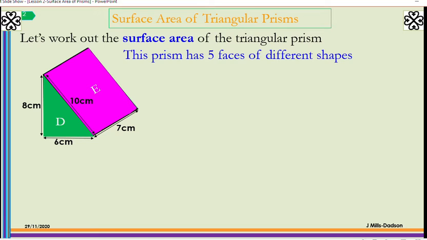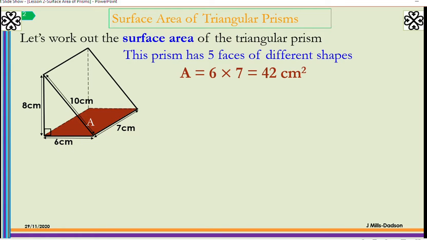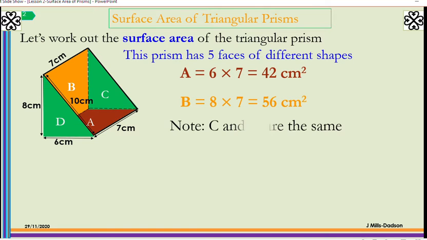So to work out the surface area, we are going to work out the area of each face and add them up. Let's start with the first one. Shape A is 6 times 7, 42 cm squared. B: as you know, 7 cm here is the same as 7 cm at the top. So 8 times 7 is for B, 56.